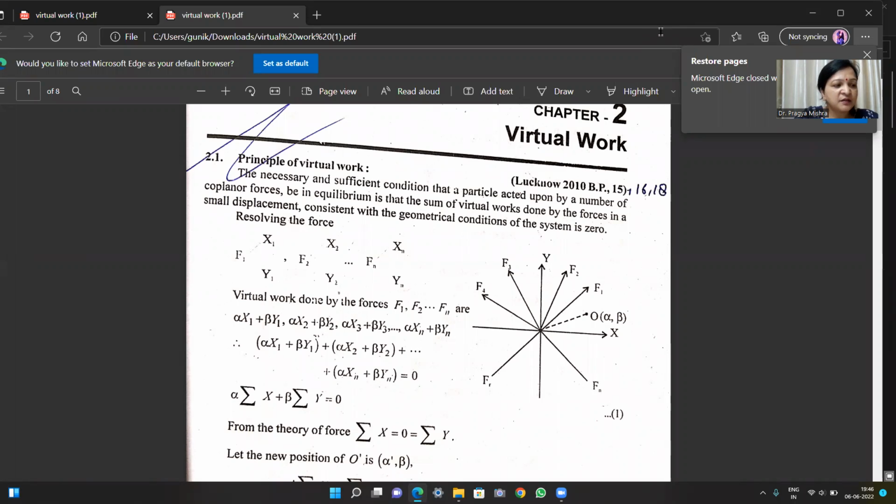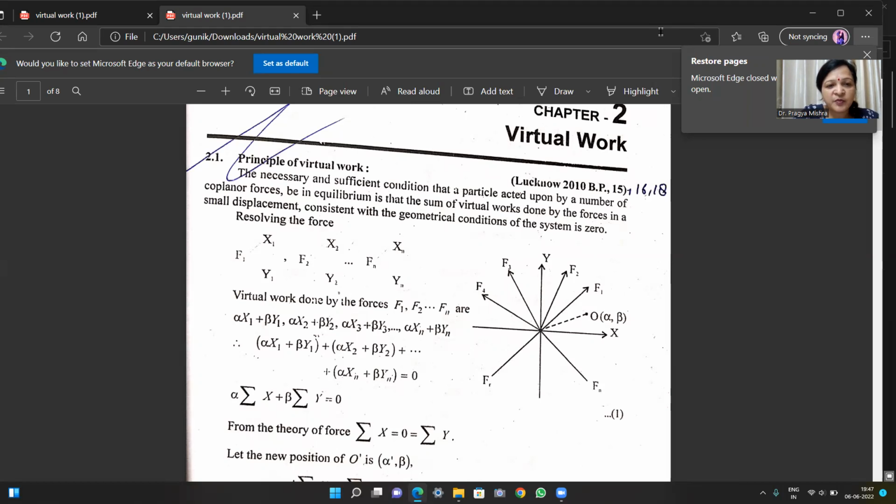Sometimes it happens that the system is in equilibrium, and then we say that there is no work done. But when we apply force on the system, there may be a very small displacement, or you can say a virtual displacement, and the work done by that virtual displacement is virtual work. So force applied with the small displacement gives virtual work.